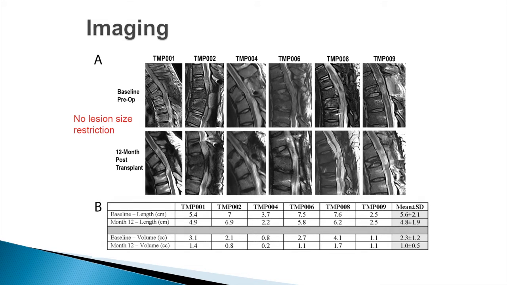Now what we did notice when we went back and had our neuroradiologist calculate the lesion length and volume at baseline and at month 12 is that there was a significant reduction in the lesion length and in the lesion volume at month 12 post-transplant, which is indicated here at the end of the table for an average for the group. Now, what we don't know is whether or not this reduction has any relationship to the Schwann cells or if it's a consequence of atrophy that naturally occurs to the spinal cord after the injury.